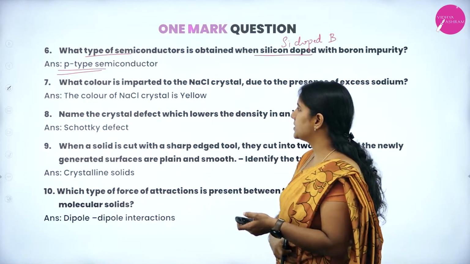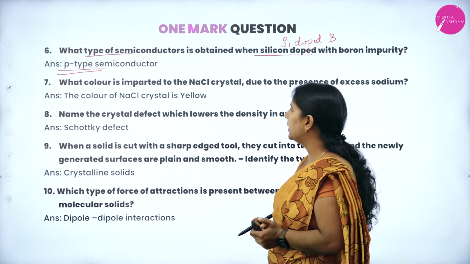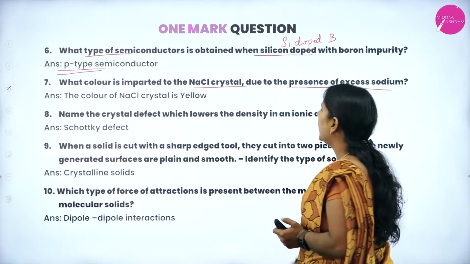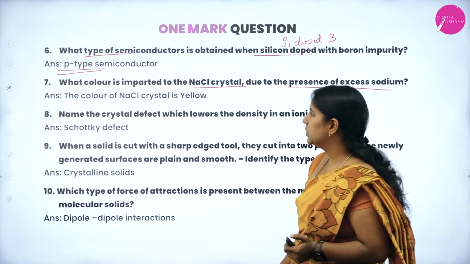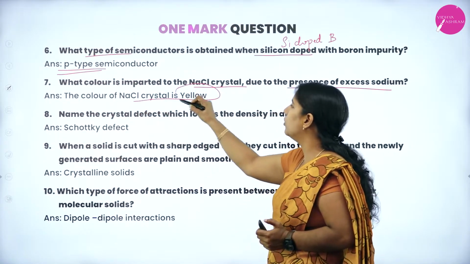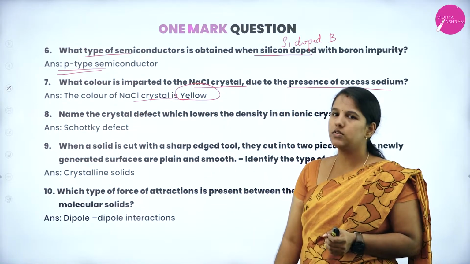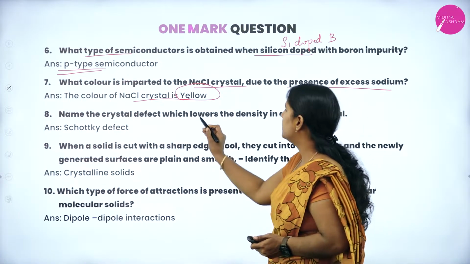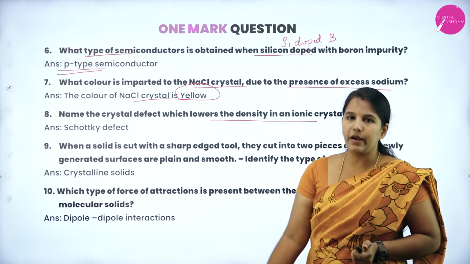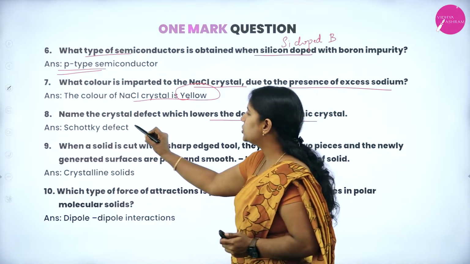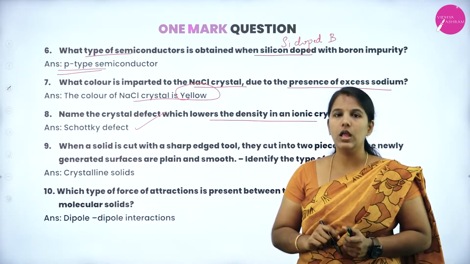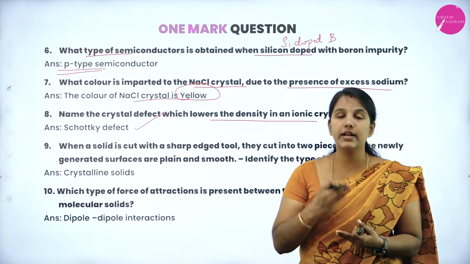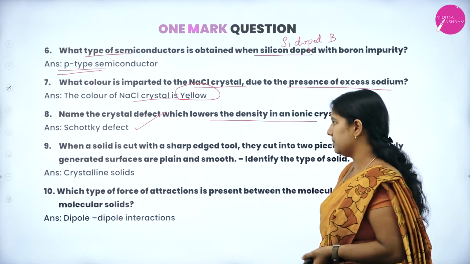Next, what is the color imparted to the NaCl crystal due to the presence of excess sodium? The color of the crystal is yellow due to the presence of excess sodium. Name the crystal defect which lowers the density of the ionic crystal. Schottky defect always lowers the density, whereas the Frenkel defect does not affect the density.